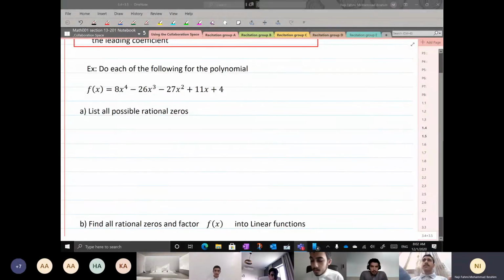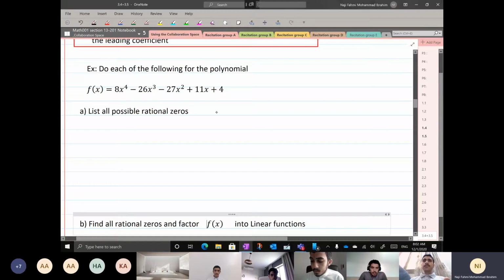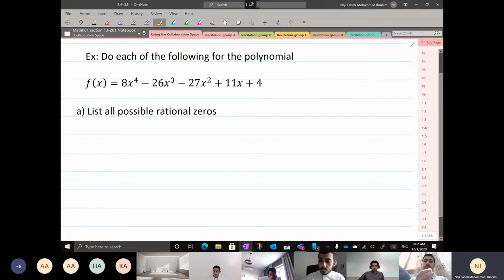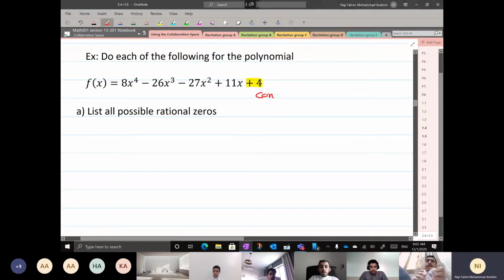Yes. Right. Now he's asking me to find what in this example? List all possible rational zeros. Again, this number 4, do you remember what we call it? Constant. We used to call this the constant term, sure. And the 8, what did we used to call it? Coefficient. The leading coefficient.